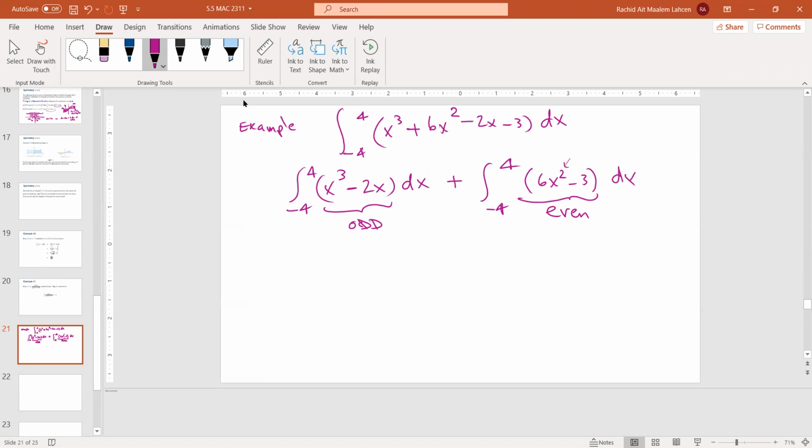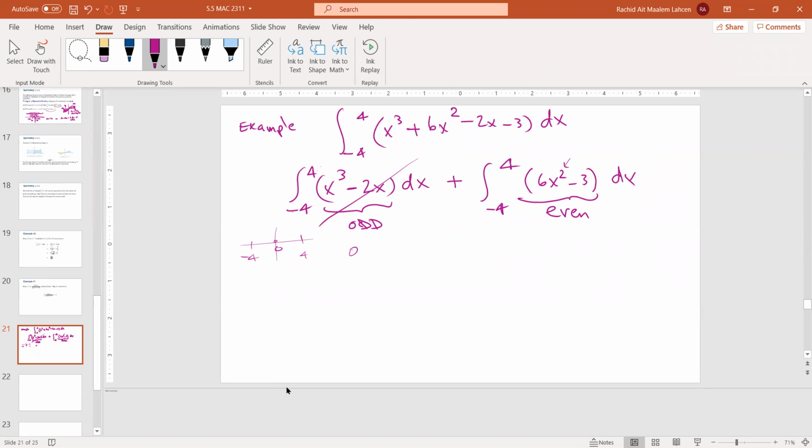If this is an odd function from negative 4 to 4, of course, it's crossing the 0 line, right? Then for odd, that's going to be just 0. We don't need to calculate that. So that's the power of this knowledge here.